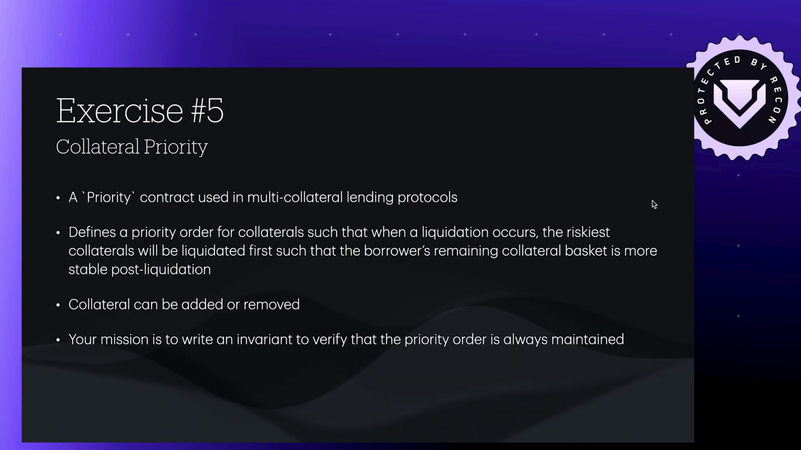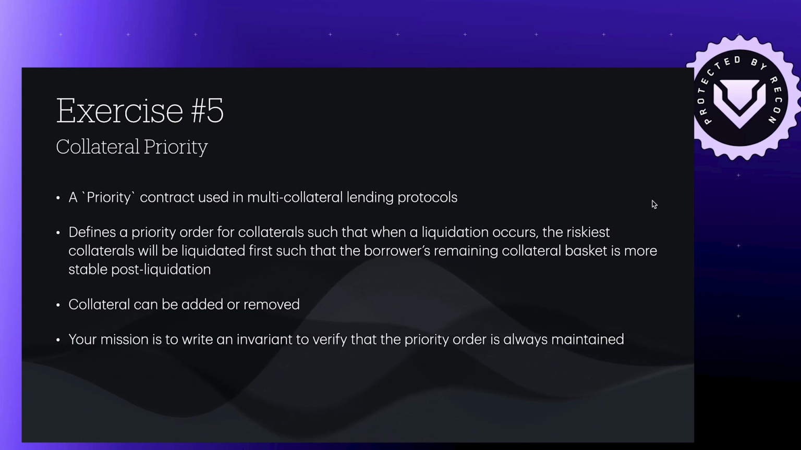All right, the next one. We're getting towards the end here, so bear with me. Here we've got a collateral priority contract. There are lending and borrowing protocols that are multi-collateral. The idea is that if you want to borrow some stable coins or whatever, you might deposit some wrapped BTC, some wrapped ETH, some staked ETH, whatever, right? You have a collateral basket, and then you can borrow against that collateral basket.